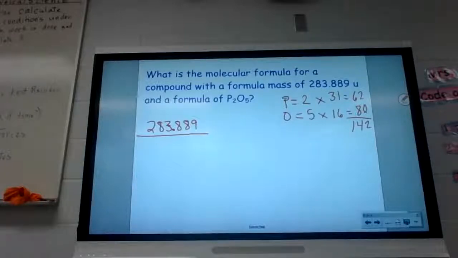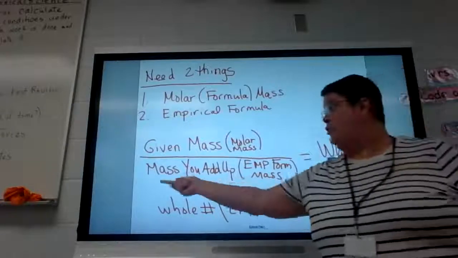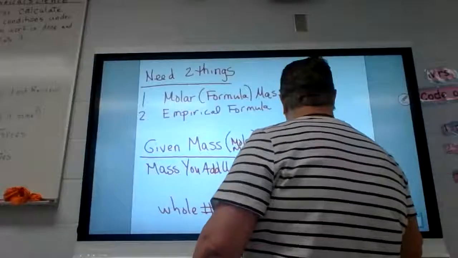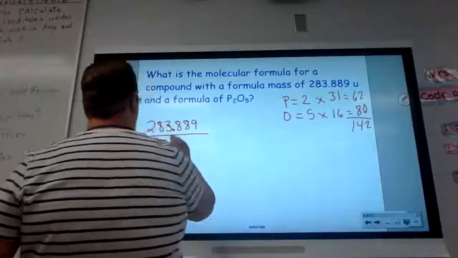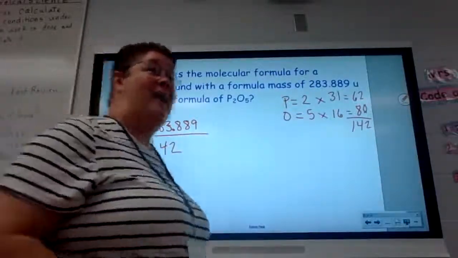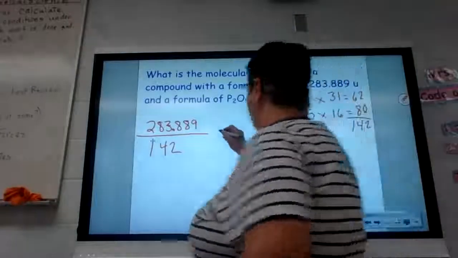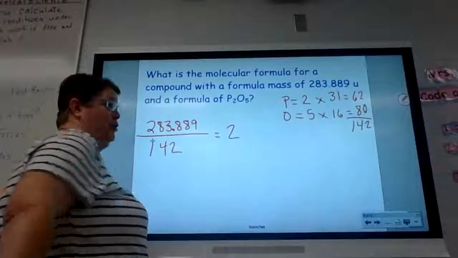So is that what I put on the bottom? The mass you add up goes on the bottom. So 142. Now, when we divide, we have to get what kind of number? A whole number. I got 2. Yeah, 2.